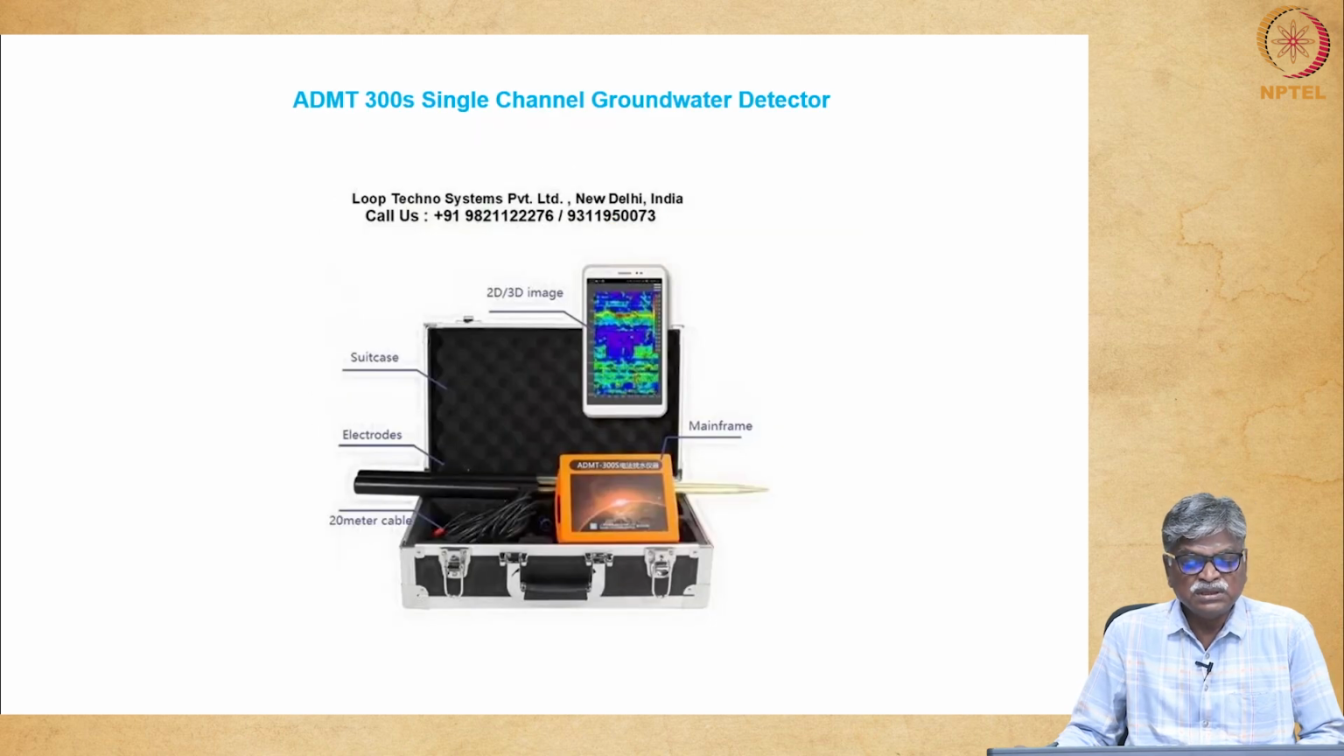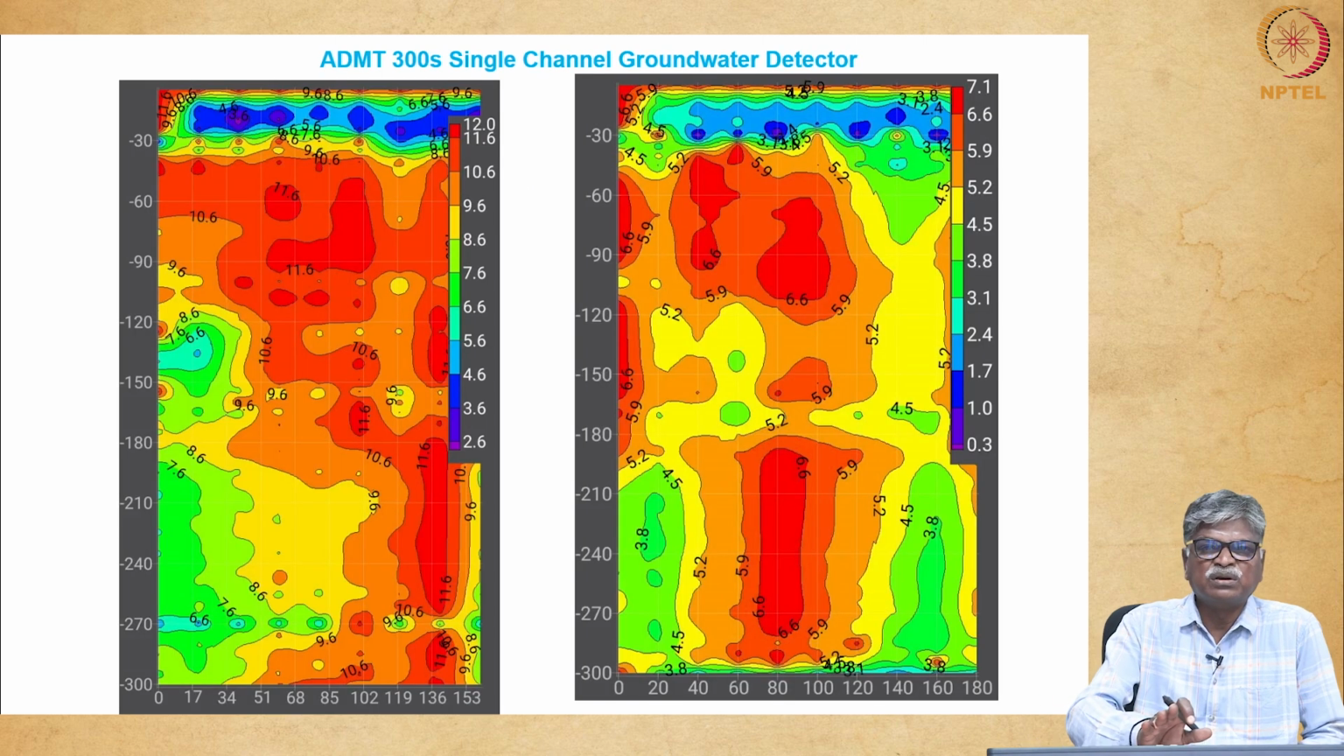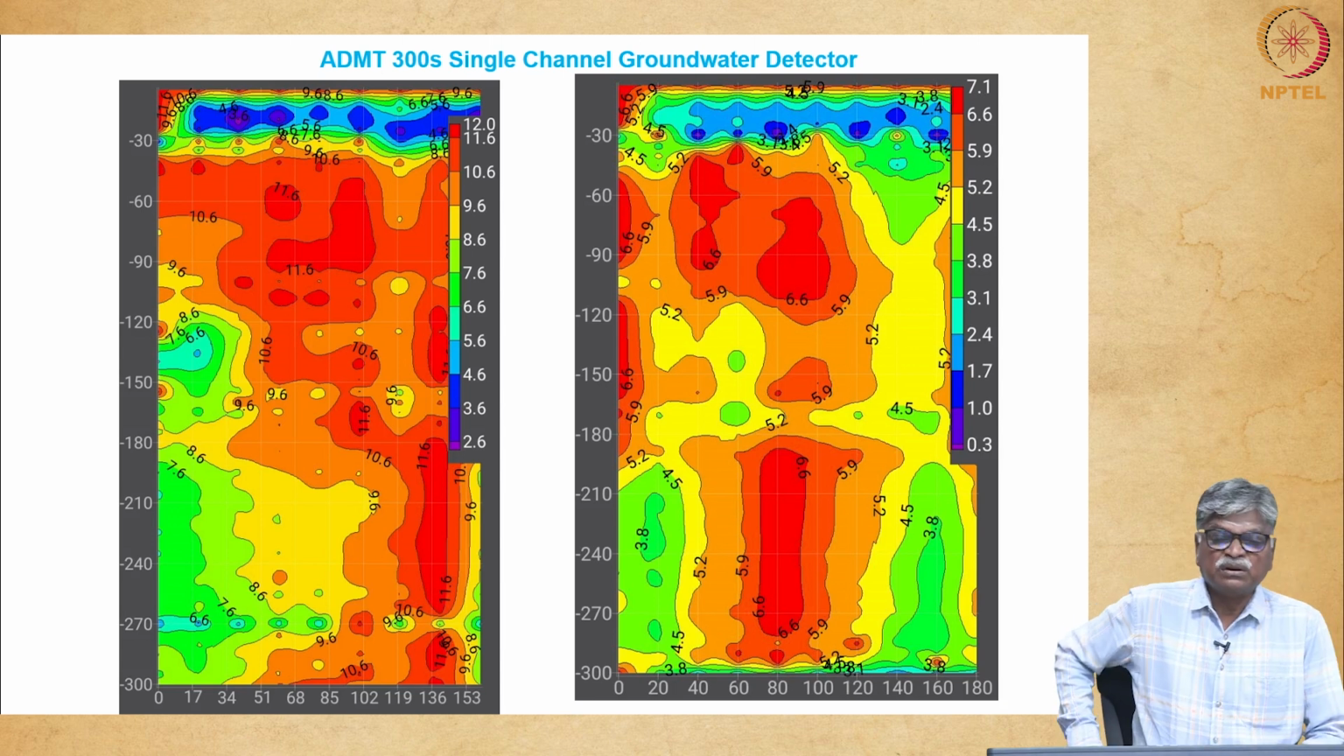One more instrument is the ADMT-300S, a single channel groundwater detector. Why is it 300S single channel groundwater detector? That means 300 meter information. It is a 300 meter investigation instrument, and 500 meter and 200 meter versions are also there, for different depths. Single channel means you will get only a 2D image.